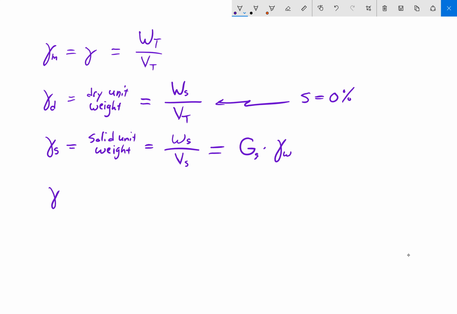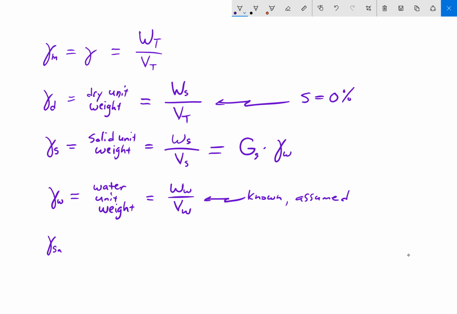Finally, we have the unit weight of water. And this is just equal to the weight of the water divided by the volume of the water. Typically, like I said before, this is a known or assumed value. Oh, I almost forgot. There's one more I want to introduce. We call it the saturated unit weight.